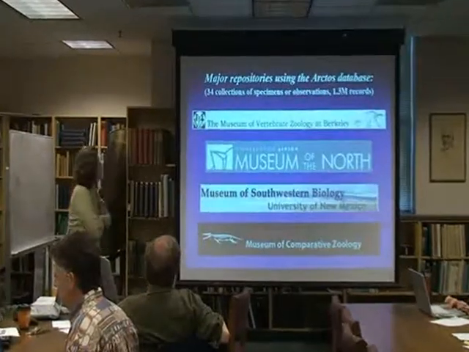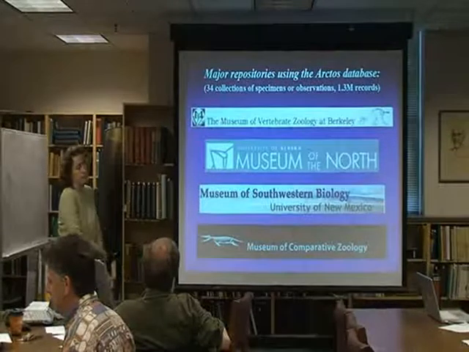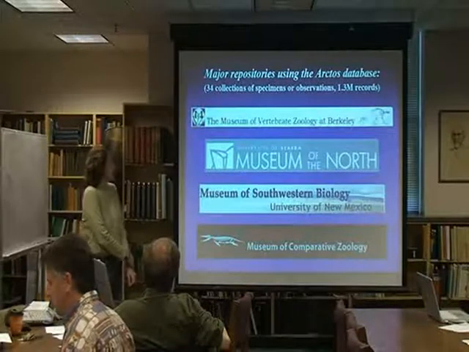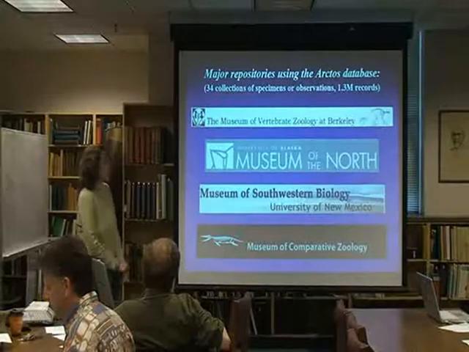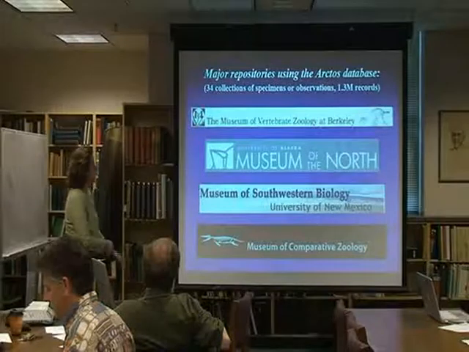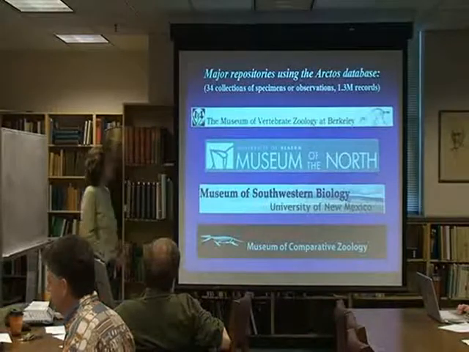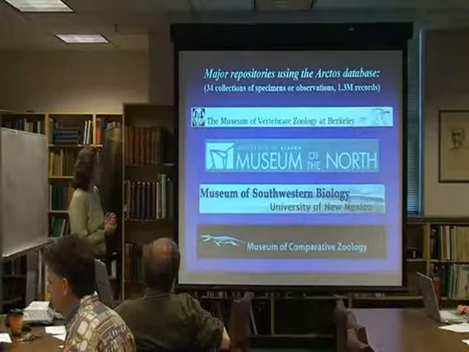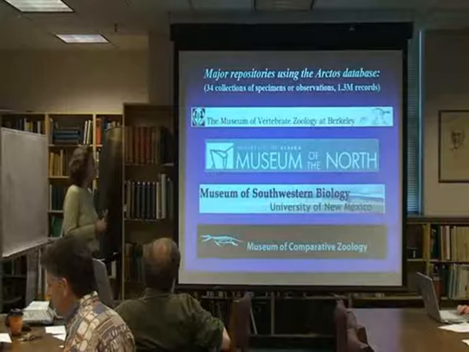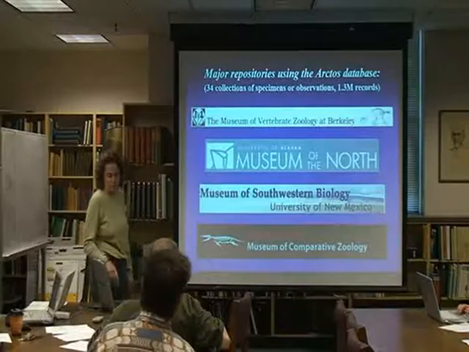Arctos currently contains 34 collections of specimens as well as observational data, totaling about 1.3 million records. That's in one instance of Arctos in Alaska, and I'll get to that in a minute. But there's 4 major repositories currently using the Arctos database: MVZ here at Berkeley, University of Alaska Museum of the North, the Museum of Southwestern Biology at the University of New Mexico, and then the Museum of Comparative Zoology at Harvard.